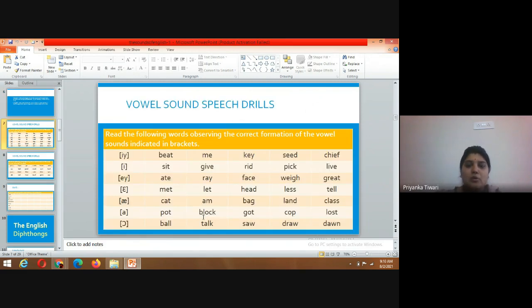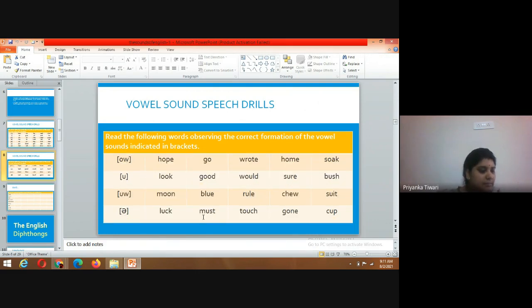Now vowel sound speech drills: beach, key, seat, chief, and sit, give, read, pick, live, and at, ray, face, wage, way, great, and mat, let, hat, less, tell, cat, bag, class, and pot, block, got, cop, lost, ball, talk, saw, draw.